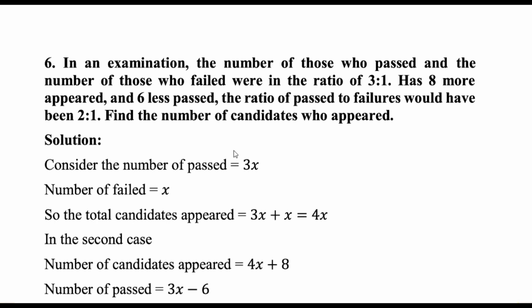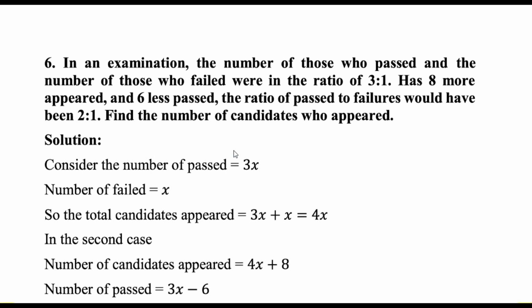In an examination, the number of those who passed and the number of those who failed were in the ratio of 3 is to 1. Had 8 more appeared and had 6 fewer passed, the ratio of pass to failures would have been 2 is to 1. Find the number of candidates who appeared.